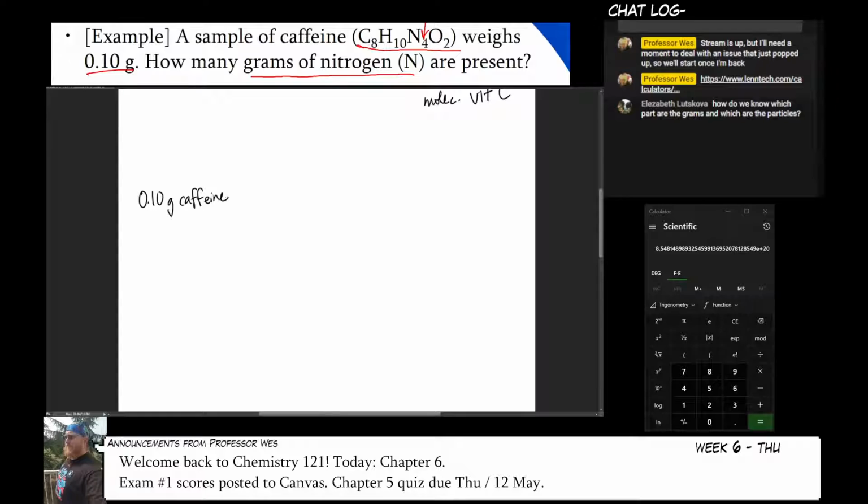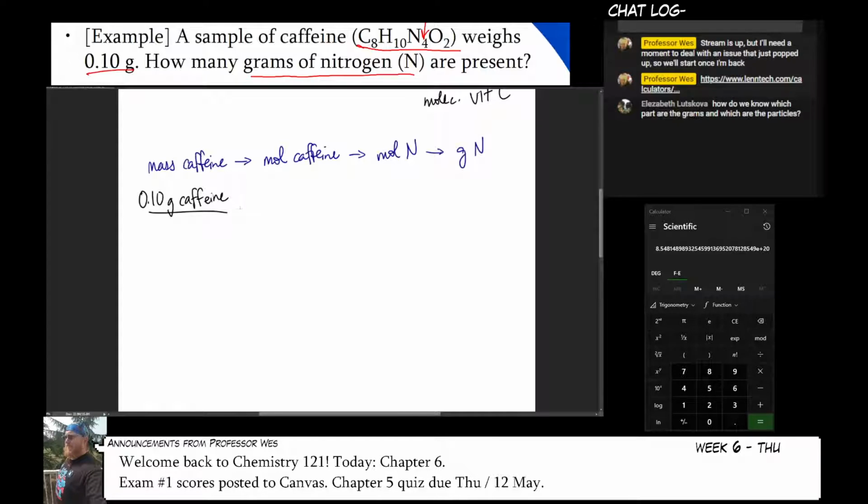So there's our sample. And I'm given a mass of caffeine, so I'm going to turn that into moles of caffeine. Which we then said will turn into moles of nitrogen. And then once I know the moles of something, I can turn that into grams of that something. So there we go. This is our blueprint here. Let's show how we do this.